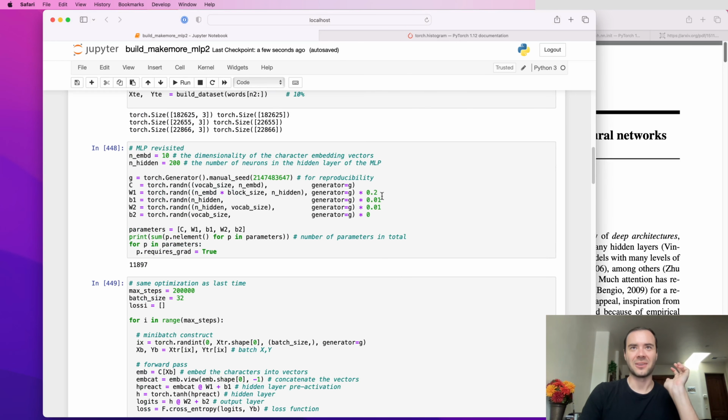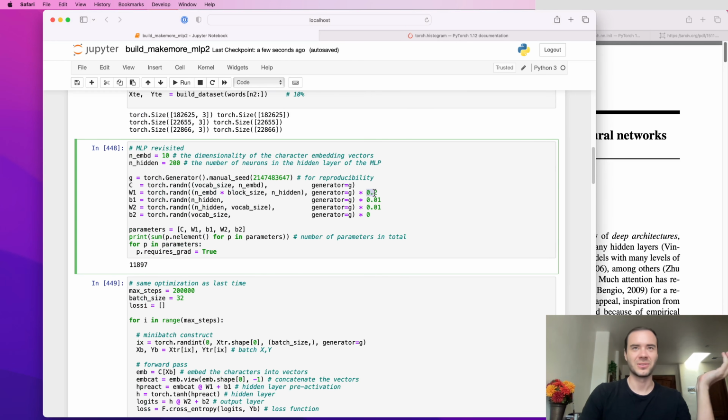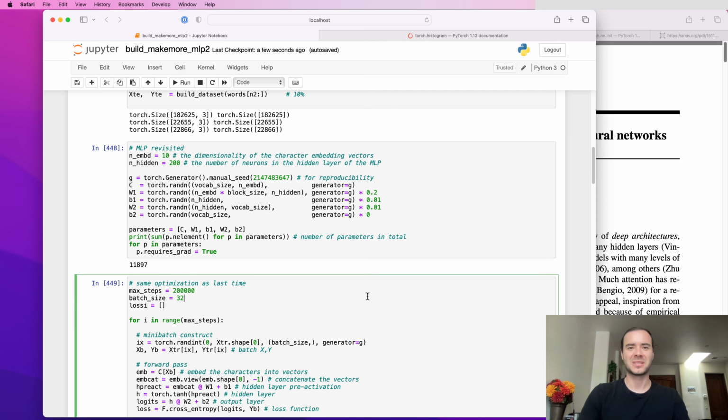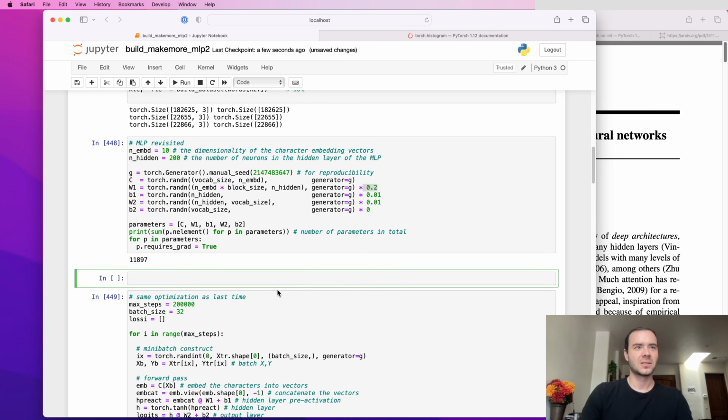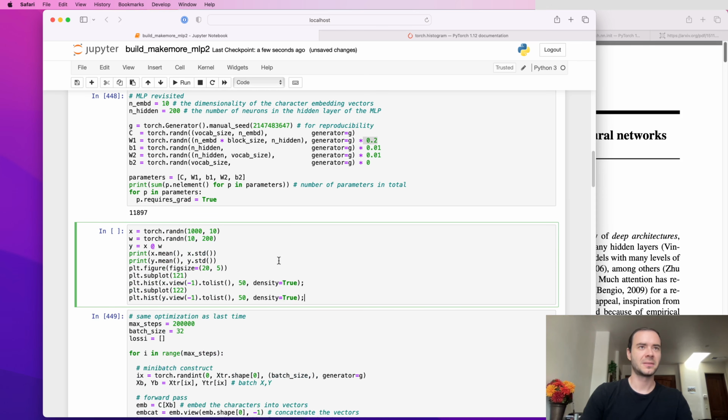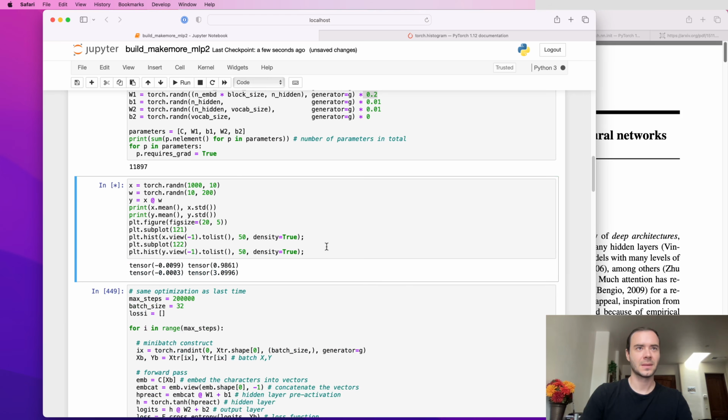But what we have here now is all these magic numbers like 0.2. Where do I come up with this? And how am I supposed to set these if I have a large neural net with lots and lots of layers? Obviously no one does this by hand. There are actually some relatively principled ways of setting these scales that I would like to introduce to you now. So let me paste some code here that I prepared just to motivate the discussion of this.